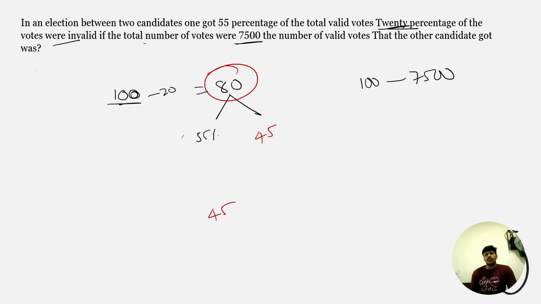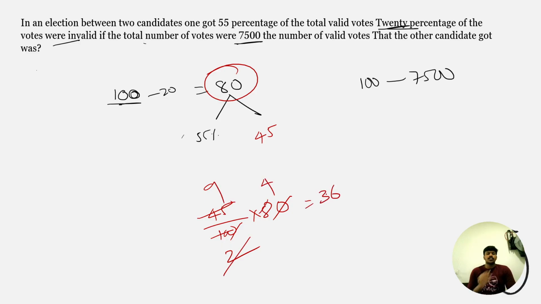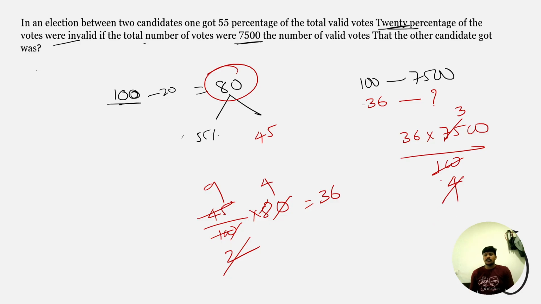So what is 45% of our 80? You can simplify: the zeros cancel, 2 fives are 10, 9 fives are 45, and here 4 times. So 45% of 80 is actually only 36. That means out of a total of 80 votes, 36 went to the loser. But we know that our 100 total votes is equal to 7500, and we need to find out what 36 in our problem is equal to. So 36 into 7500 by 100. I will do one thing: 3 twenty-fives and 4 twenty-fives will cancel here. It's easy, no? So you are going to get 2700 as the votes that went to the loser candidate.